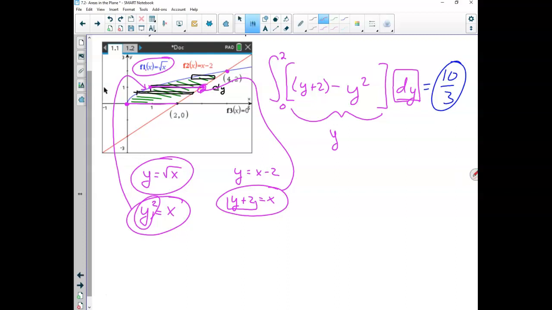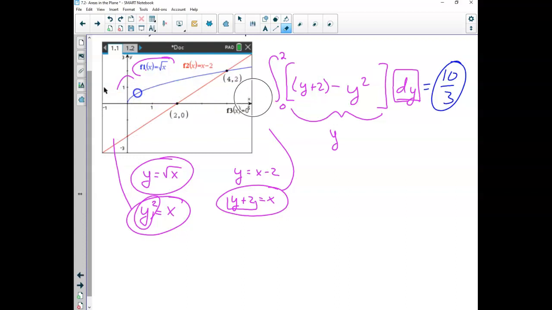If my rectangles are sideways, like that, I can see they are dy thick because they're slicing the y-axis. If my rectangles are vertical, I can see their thickness are dx. Therefore, I need a dx. I need my function in terms of x. Now I can get an area with one integrand if I spin the orientation of that problem.